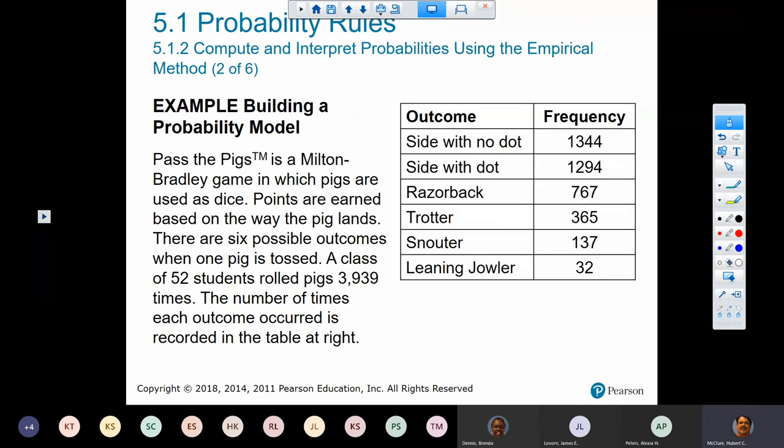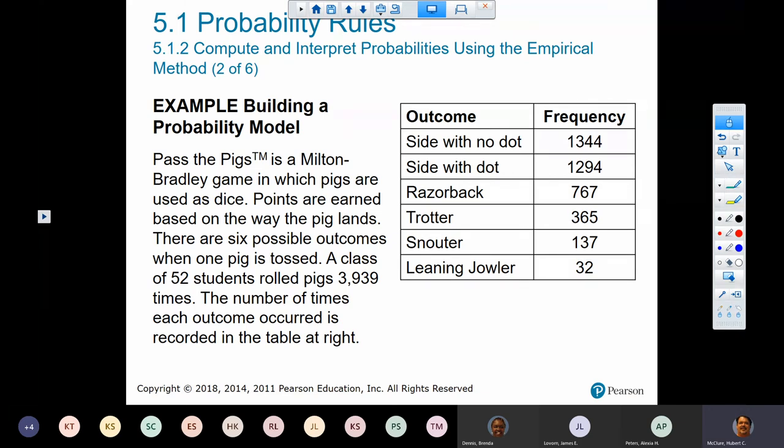Points are earned based on the way the pigs land. There are six possible outcomes, like a die. There's six sides to a die. A class of 52 students rolled. 52 doesn't matter, mark 52 out, that's a red herring. A class rolled basically 4,000 times. Out of the 4,000, or the 3,939, I don't know why they just didn't make it 4,000, would've been a whole lot easier math.